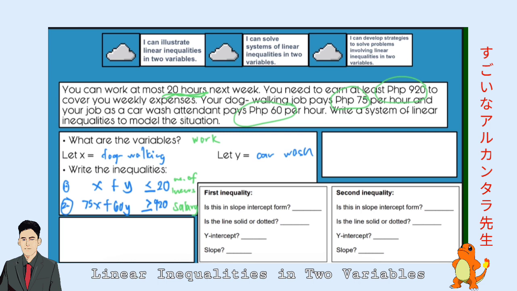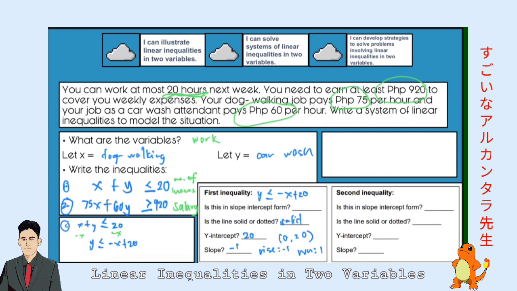So to continue, having x plus y less than or equal to 20, subtract x from both sides, and you're going to have y less than or equal to negative x plus 20. So that's your first inequality. Y less than or equal to negative x plus 20. The line is still solid. The y-intercept is 20, so the point is at (0, 20). The slope is negative 1, so the rise is negative 1. The run is positive 1.